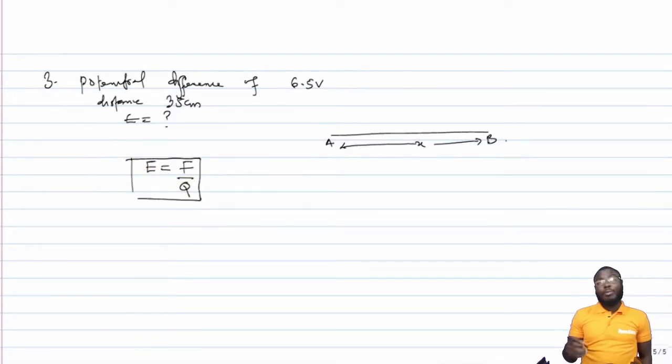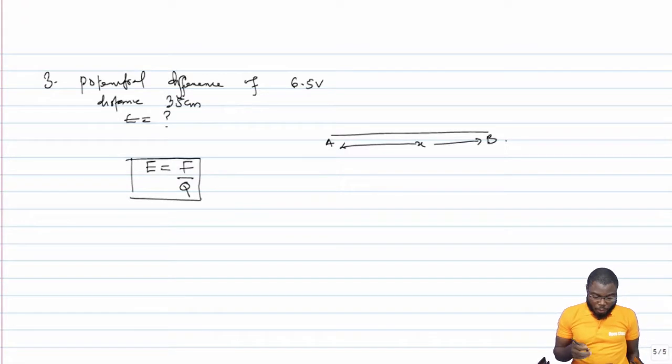This one can equally be called electric field intensity or electric field strength. It's the same thing, just in case you see it in another question. Okay, so force per unit charge, that's the basic formula of electric field intensity. So how do you relate that with potential difference?